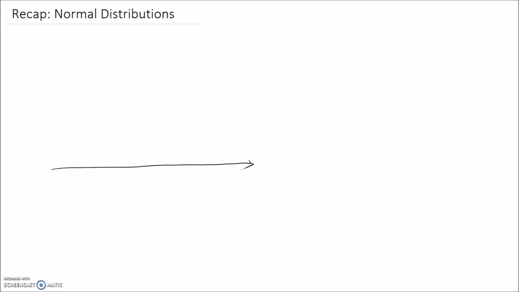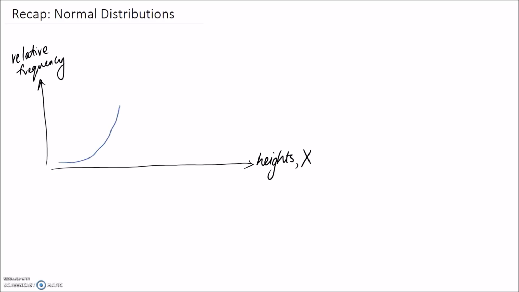What we're going to put on the x-axis here is the heights that we would have measured of the people. And often we call this variable that we're measuring x. On the y-axis here, what we would be measuring is the relative frequency, so how often each of those different heights are observed. And what you tend to find is that it's going to look something like this.